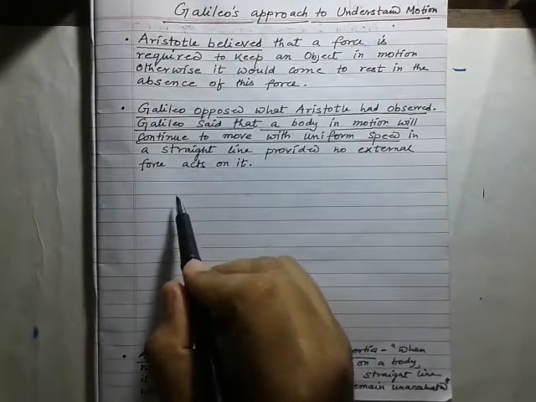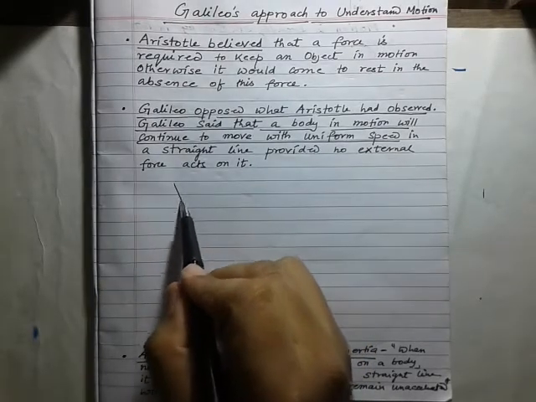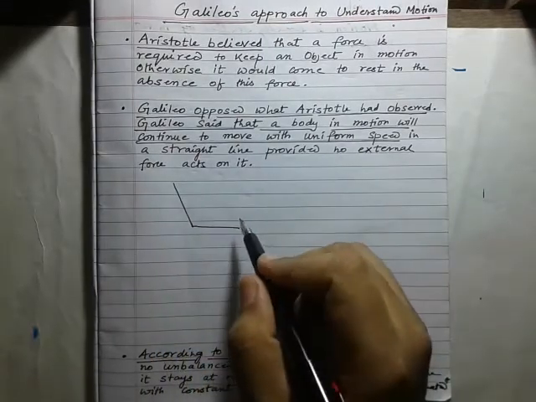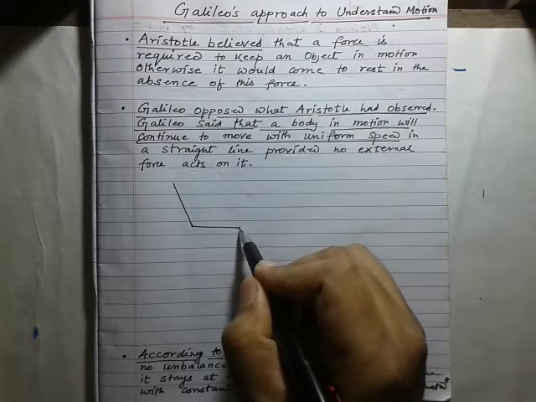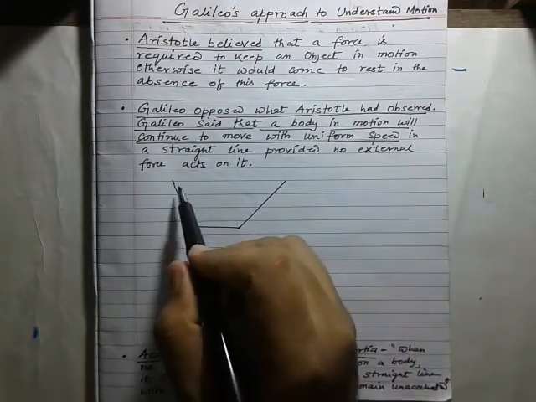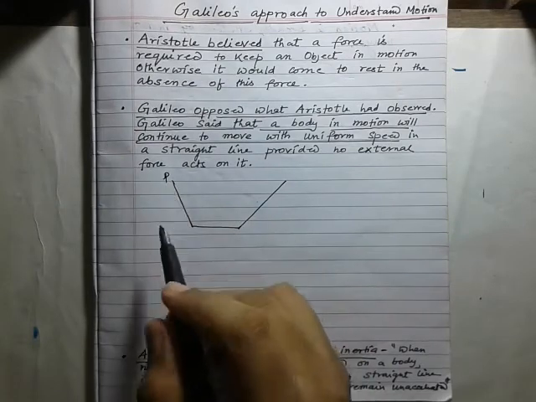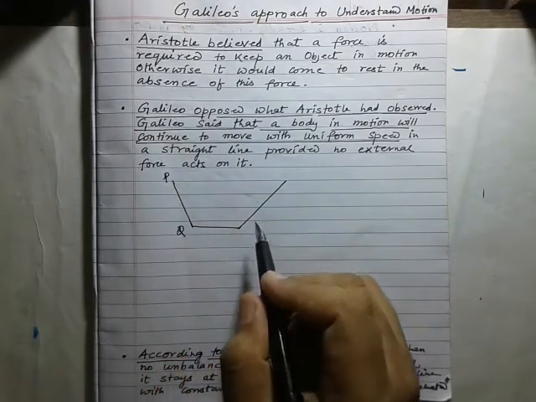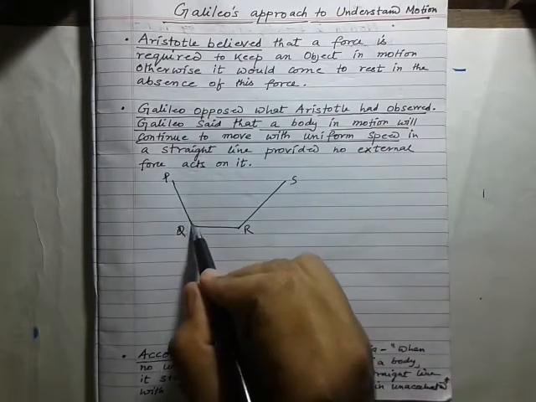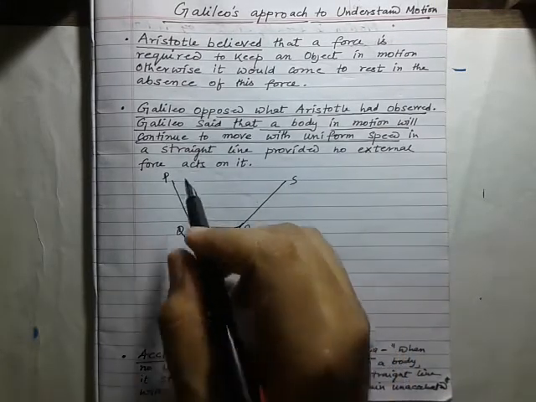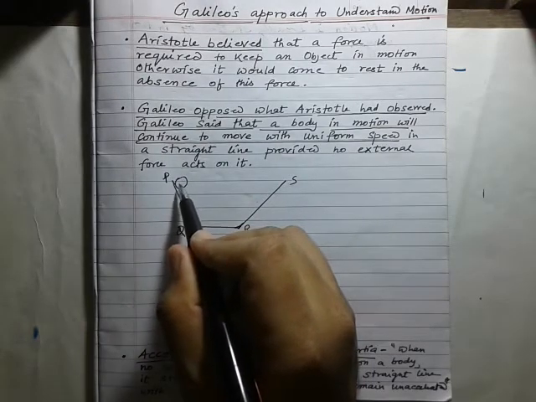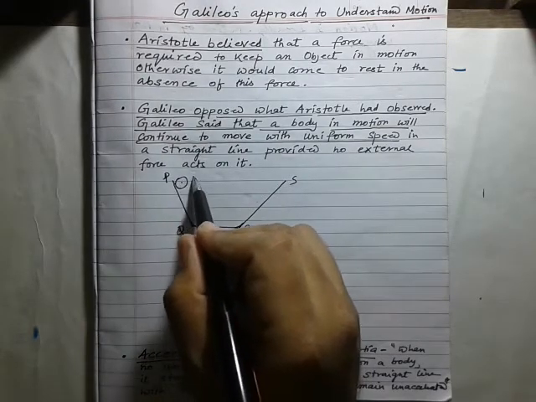Now think about two inclined planes, like this. You can even do this at home with some bowls or balls. Take a ball. This is one inclined plane. This is P, this is Q, this one is R, this is S. Normally you take this type of curve here. Now we'll take a ball here. This is the initial position of the ball.